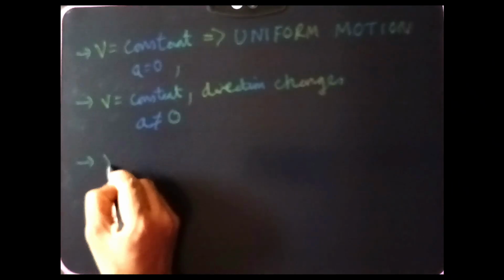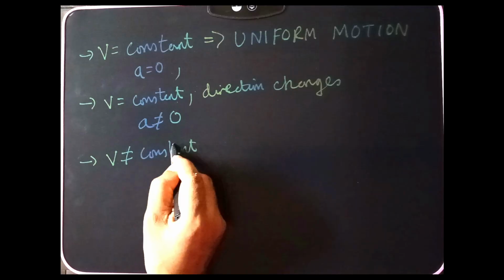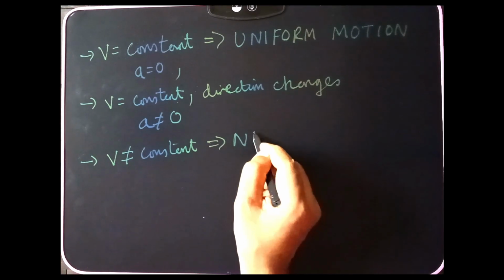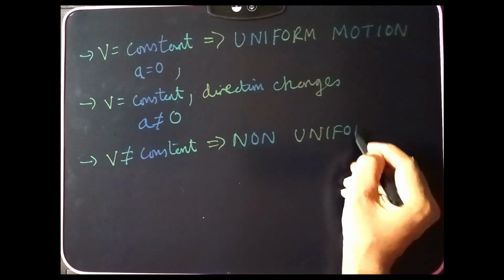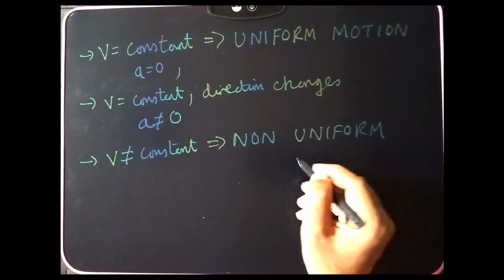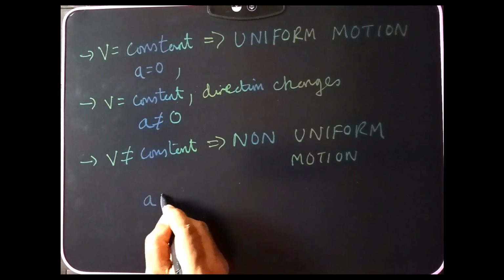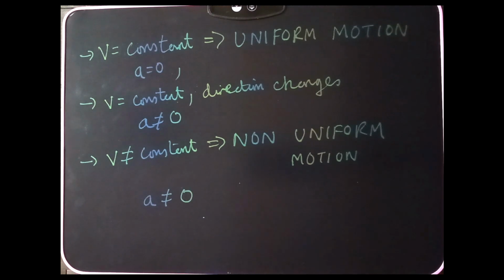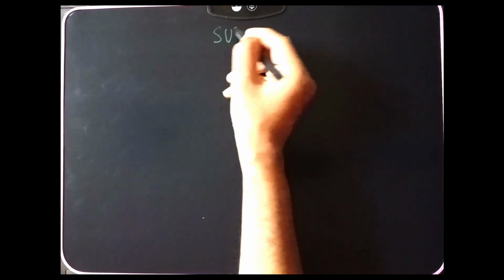In the case when velocity is not constant, this motion is called non-uniform motion. In this particular case, acceleration is not equal to 0. I hope this aspect of acceleration is clear enough. So let me clear it out and let us summarize what we have learned in this particular session. A quick summary.